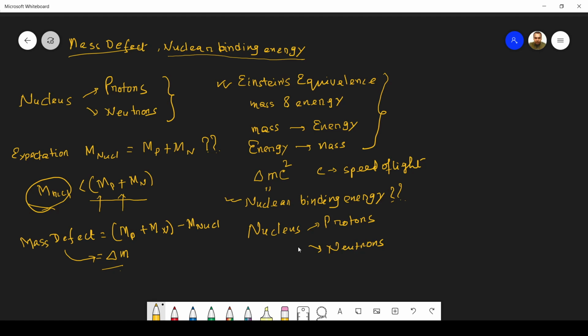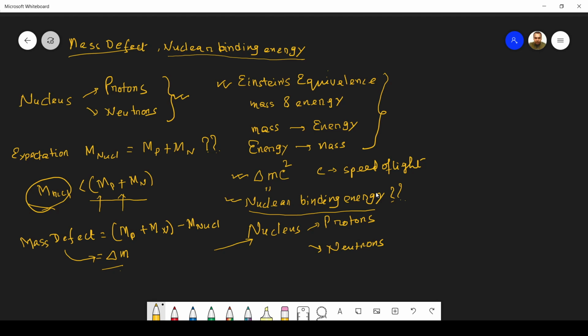Okay, so how much energy you will have to apply to this nucleus to break it into protons and neutrons. Already we have seen that protons and neutrons constitute a nucleus. So that is the nuclear binding energy. How much energy you'll have to supply, that is the nuclear binding energy, and this much energy you have to supply, which is numerically delta m multiplied by c square. That is the expression for energy.